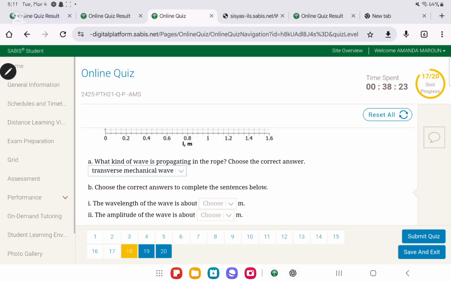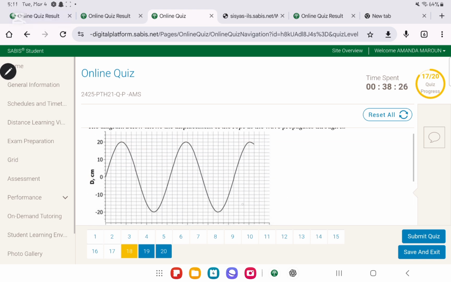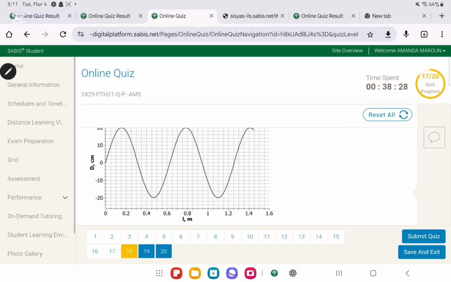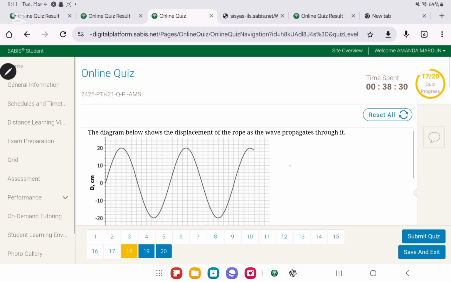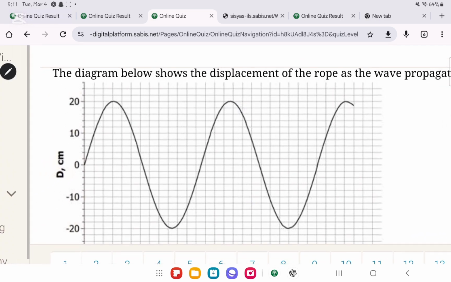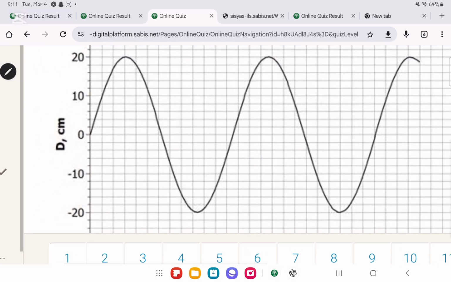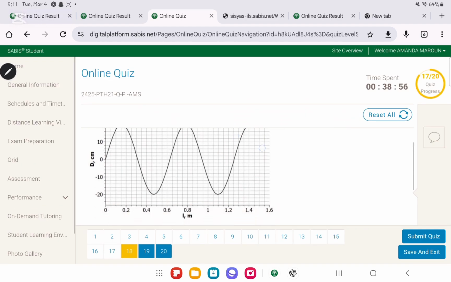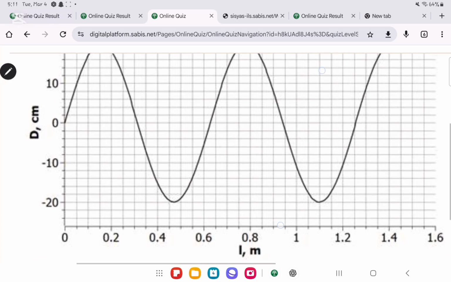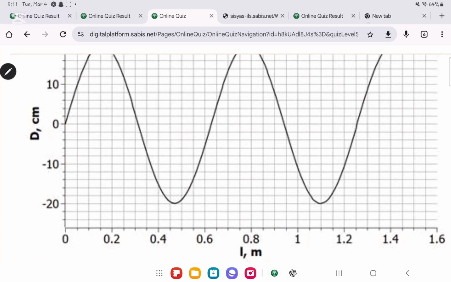The wavelength of the wave. They need us to find the wavelength of the wave. Very simply, to find the wavelength of a wave, you are going to take it from crest to crest. So from here until here. Or if you want it to be more accurate, first let me just make it a bit bigger. There we go. To make it more accurate, because if you take it from crest to crest, it's not going to be accurate.